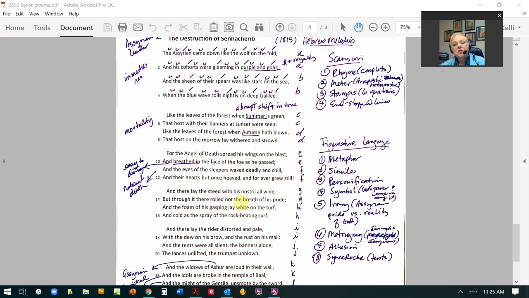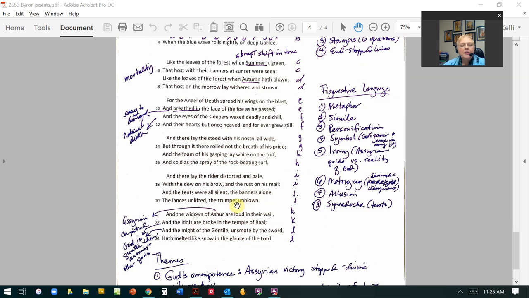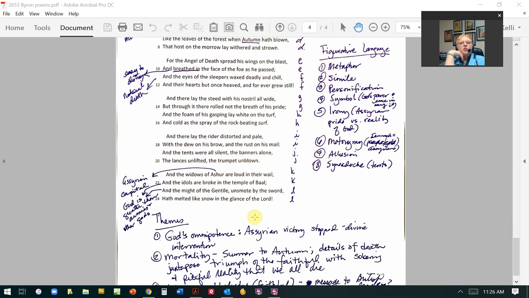So here he says, at first they're like summer. They're in full bloom during that day. On the morning, they're dead. They're like the autumn leaves that have withered up and died. So this reflects mortality. And that last stanza, again, the widows of Asher. Asher is the Assyrian capital. And it says the idols are broke in the temple of Baal, so God is greater than armies and other gods. Their God wasn't able to protect them, and their swords aren't able to protect them. So God is greater than all of that.